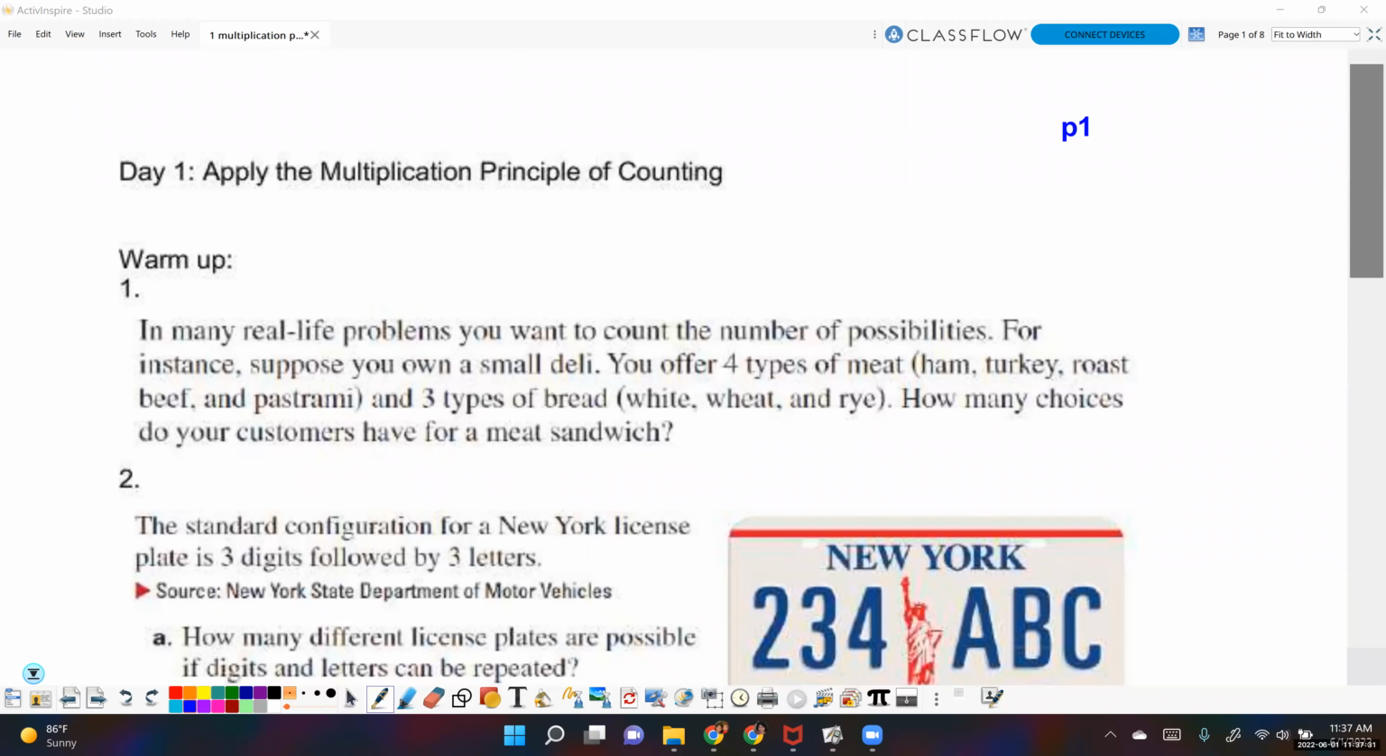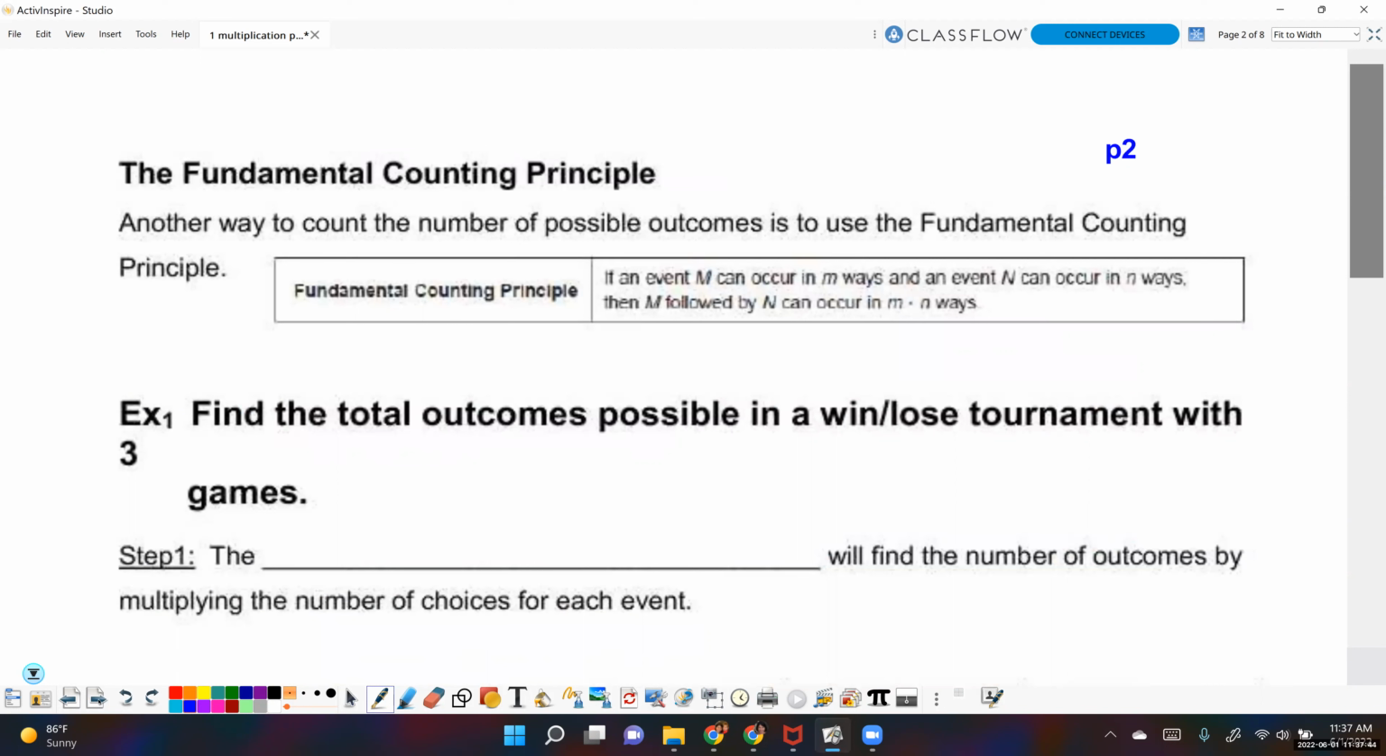This video is going to go over the multiplication principle of counting, which is sometimes called the fundamental principle of counting. We're actually going to skip the warm-up on page 1 for a minute and come back to it. So go ahead and turn to page 2 in your packet. The fundamental counting principle, or the multiplication rule of counting, is just a way for us to count possible outcomes.